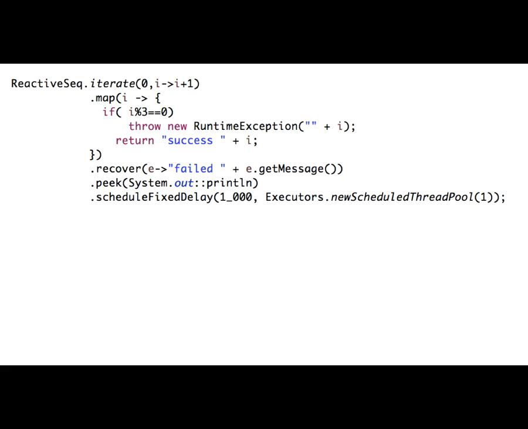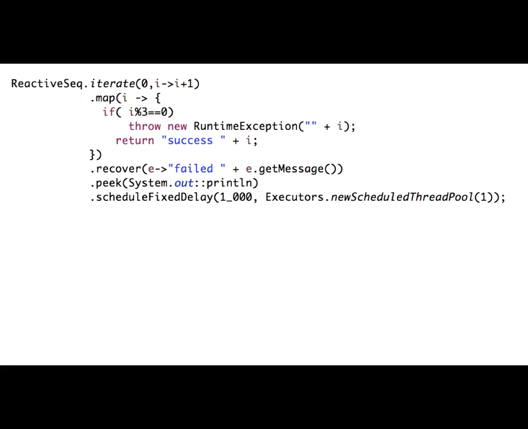So we can create a stream. Again, we're going to iterate over the integers. In our map operation, for every third value, we're going to throw a runtime exception. Otherwise, we're going to return success plus the index. Within our recover section, we're going to return failed, and we're going to call e.getMessage on the exception. And if you notice, when we throw our runtime exception, we're passing the index in there. So essentially, within recover, we're going to have failed plus index.